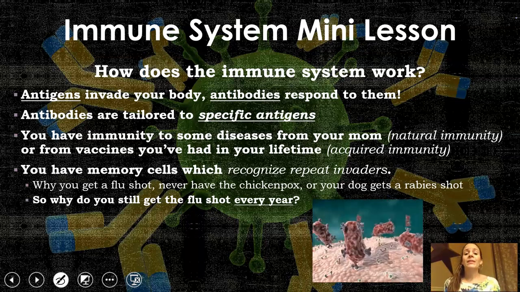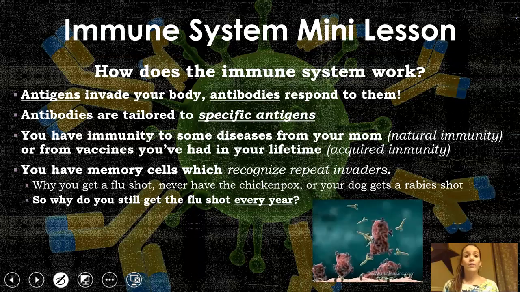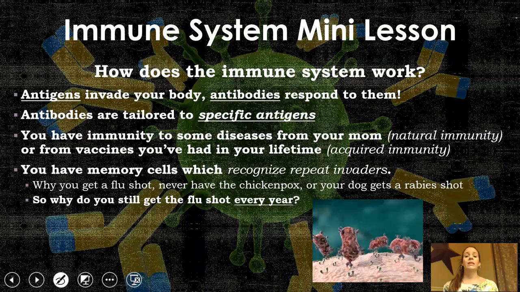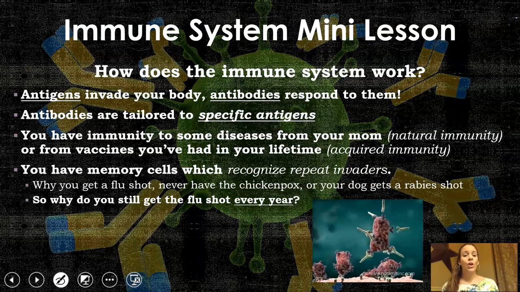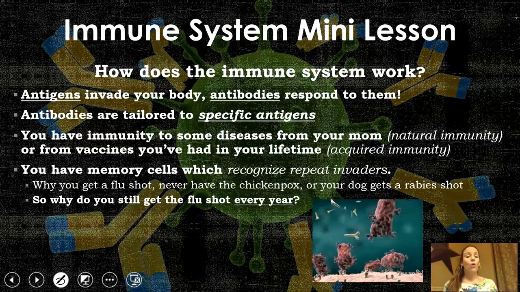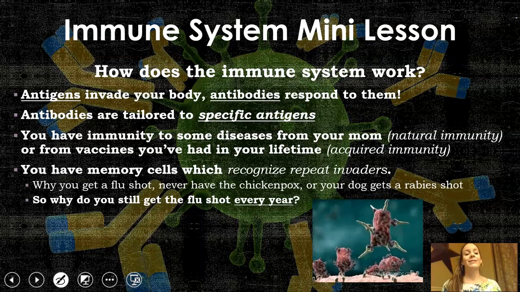So what that means is you have immunity. So you're born with natural immunity from your mom. You had the umbilical cord, you had her blood, breast milk. All of those things give you immunity to some diseases. You're getting some of her antibodies. You also acquire immunity over time in the form of vaccines, or if you're sick, you have immunity to that illness and you won't get that illness again.